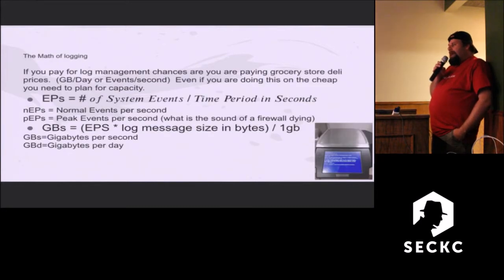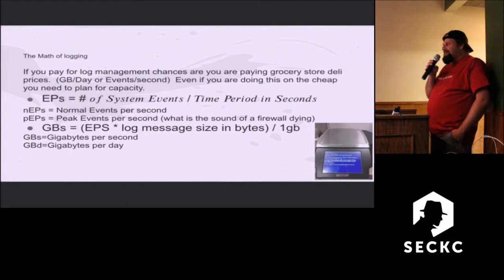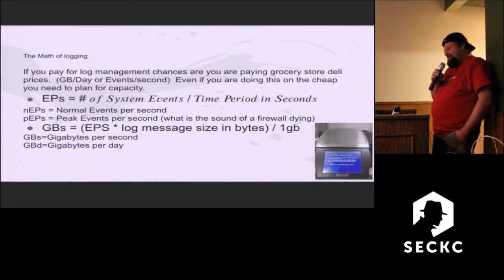So a little bit of math. Events per second is essentially the number of events you get over a period of time in seconds. When you're hunting for a log management system, this is going to be one of the questions they ask you: what is your events per second, or EPS? So that's how you calculate it.